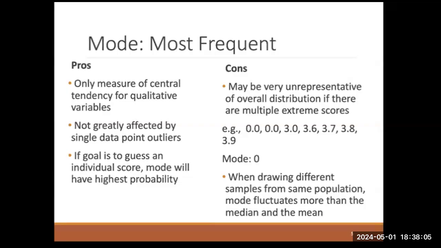Because you could have several of one score. Let's say you have 3 zeros and everything else is 1.3, 1.4, 1.5, and you go with the mode, then it's going to seem as if your whole data set was comprised of zeros. So that's not going to be representative. Also, when you draw samples from the same population, you're going to see a lot more fluctuation with the mode as compared to the median and the mean.